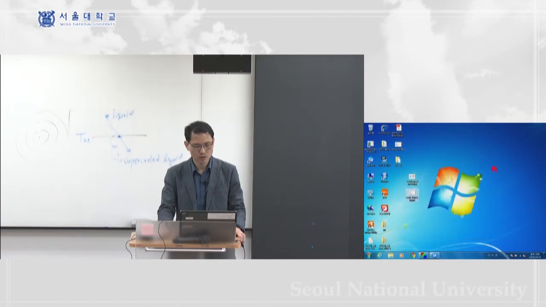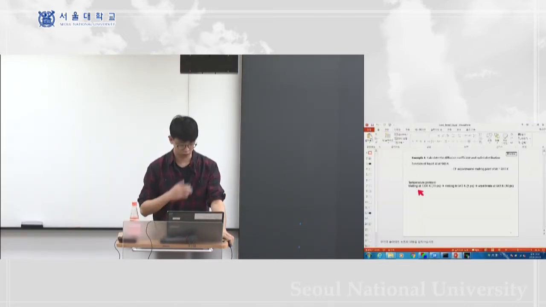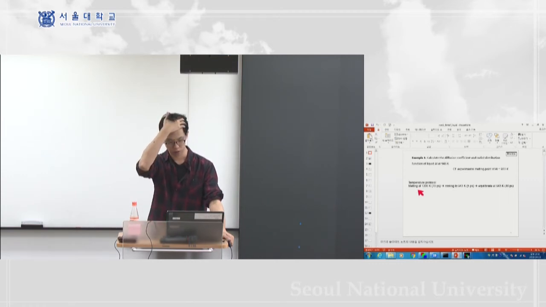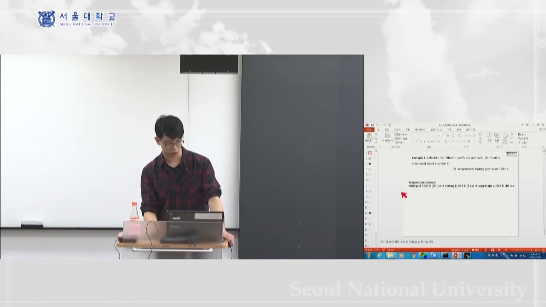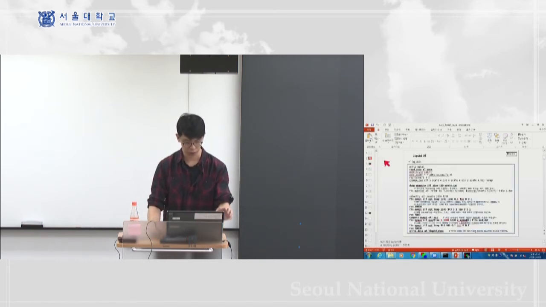Any question? So today we are gonna do 3 practices. One is aluminum liquid and water liquid, and then we're gonna do silicon amorphous simulations. So the first one, as you have already seen from the previous lecture, is aluminum liquid. So this is an input file.